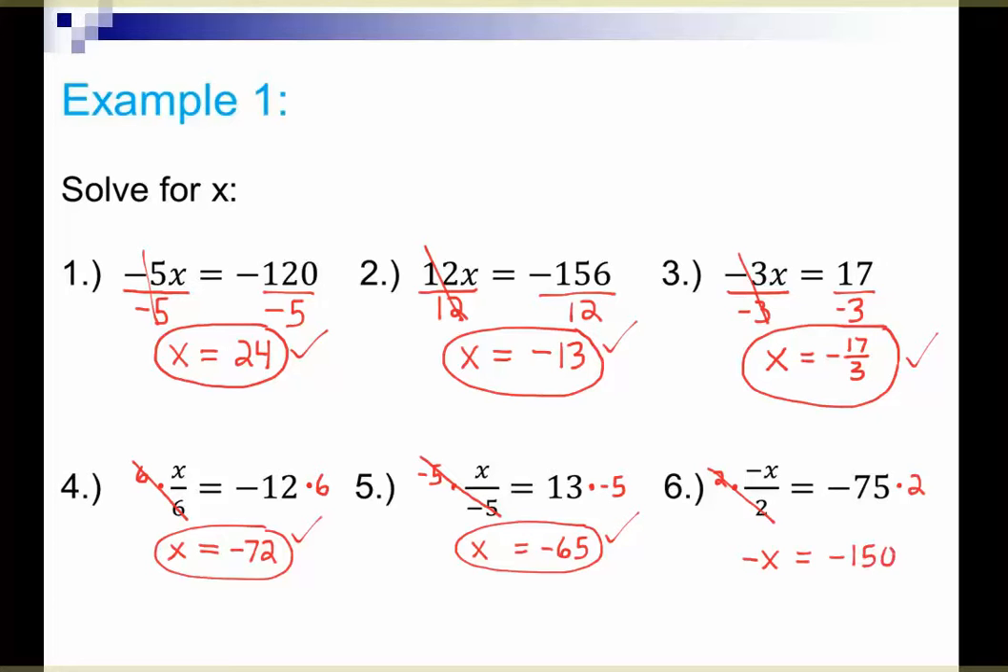Okay, do you remember how to get rid of that negative x? Hopefully you do. Divide by negative 1 on both sides. And that's going to leave you with x equals positive 150. And positive 150 is the correct answer.